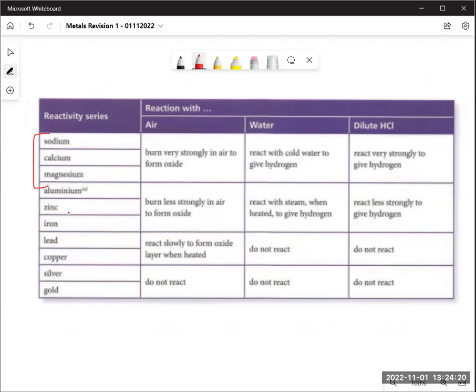But after that, you'll realize that aluminium reacts less strongly with air. It does react with steam. It doesn't react with cold water. Zinc, iron, aluminium react less strongly with HCl. These guys react very strongly, but this is less strongly. These guys react with cold water, but these only react with steam. Now, lead, copper, they do not react with water or HCl. Silver, gold, they don't react with any of these. So that is something you need to keep in mind.